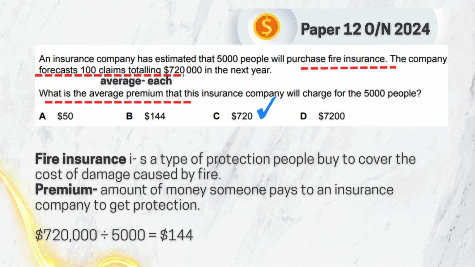So all you need to do is just to divide it, because again, you need the average premium. And remember, the average premium is the typical amount each person pays based on the group of people. So what you need to do is, of course, the company divides the total by the number of people. So it's 720,000 divided by 5,000 equals 144. So the average premium is 144 per person.